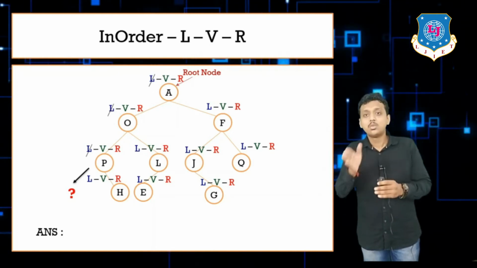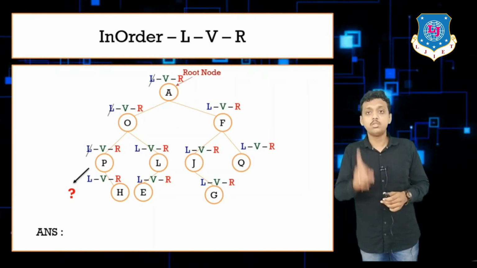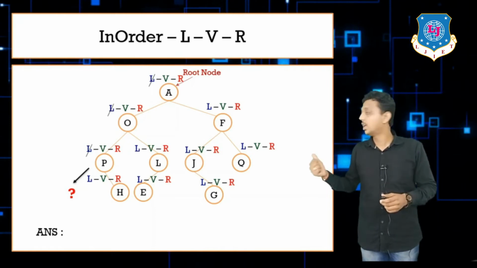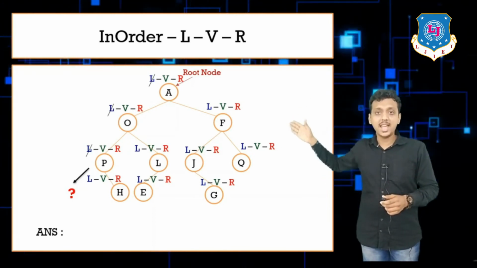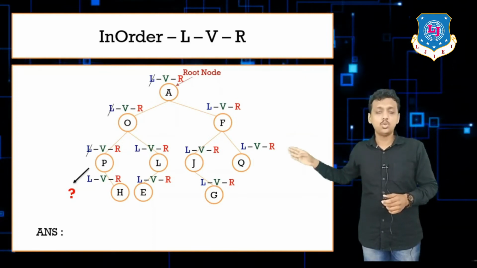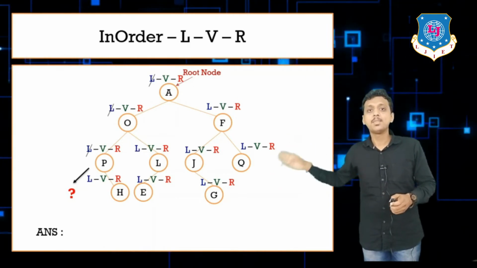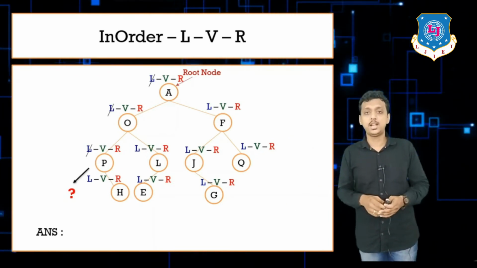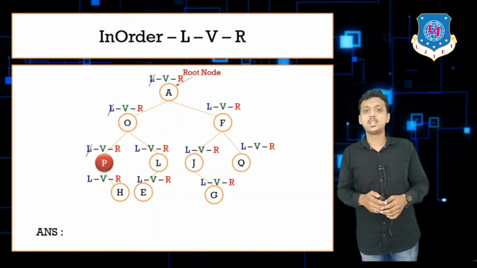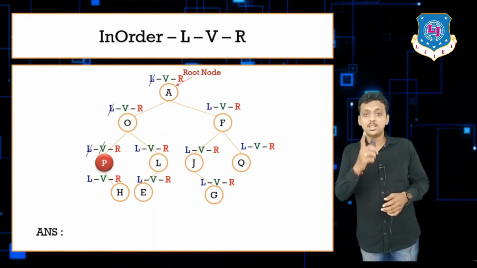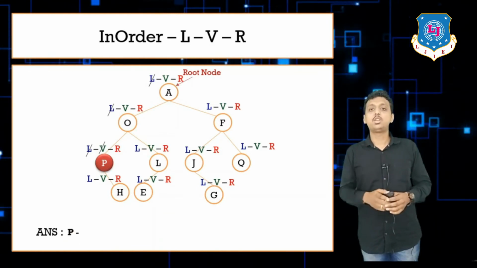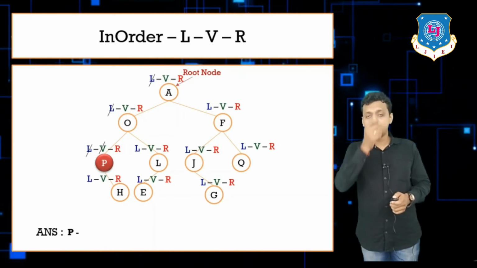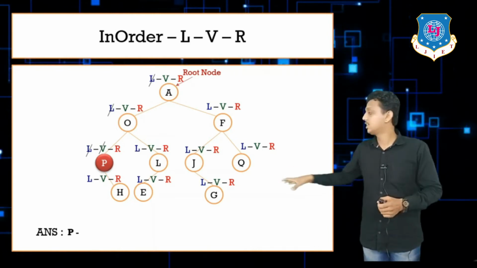Now let's take V. V of which node? V of P, because operations on P still remain. From A we cut down the L and move towards O. From O we cut down L again and move towards P. Then on P we cut down the L, but after that there are no nodes on the left side. So take V, that is visit. This is the first node which we need to write in our answer. So during the in order, the very first node that we have visited is P.